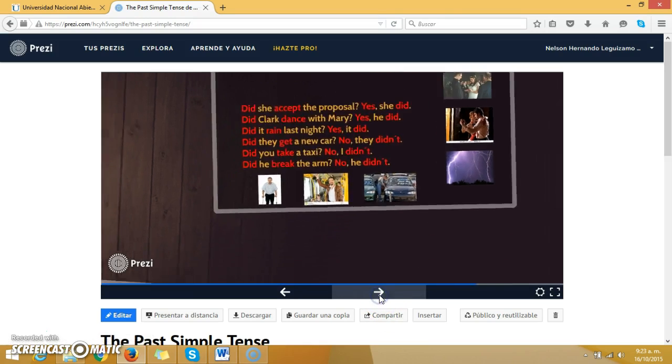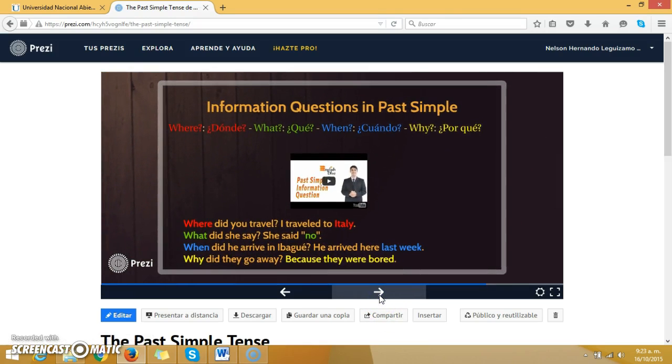Well, let's move to the next slide, and it has to do with information questions in past simple. Well, these are different questions because they go exactly. The purpose of this question is to go exactly on a specified item. Question number 1 we find here, where? In Spanish is dónde. Next question is what? In Spanish, qué. The next question is when. In Spanish, cuándo. And the final question we have here is why. In Spanish, ¿por qué?